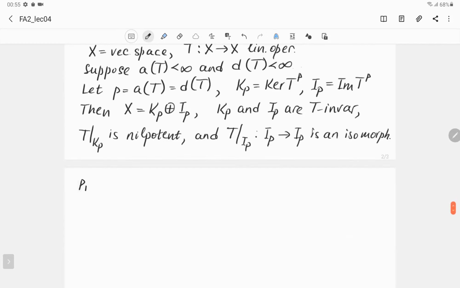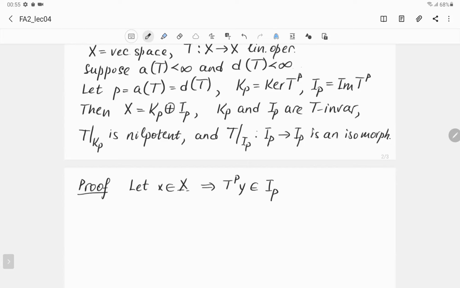Okay, so let's try to prove this. First of all, we show that X is the sum of Kp plus Ip. So let X be an arbitrary vector in our space, and let's apply T to the power P to this vector. Of course, this vector is in Ip, just by the definition of Ip.